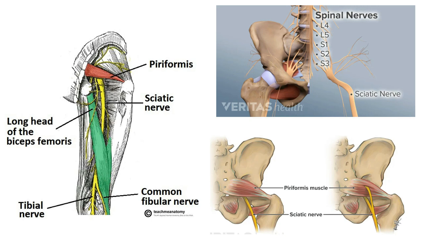Now, for the lower limb, the sciatic nerve comes from the sacral plexus or lumbar plexus and is very important. And if we see the anatomy, this is called the piriformis muscle.